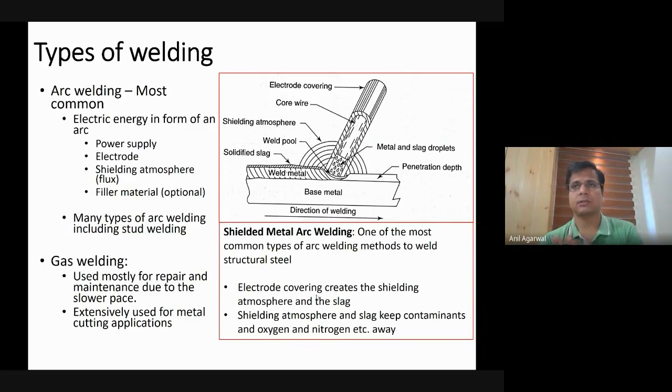I discussed the purpose of flux, so I'm not going to repeat it. It's also mentioned here. It provides the shielding atmosphere. The other type of welding was gas welding, and gas welding typically is done without a filler material, but sometimes you may use the filler material also. It's a gas torch which melts all the metals that are involved. The base metal, and if you are using a filler material, even that gets molten, and then they fuse together and form a weld.